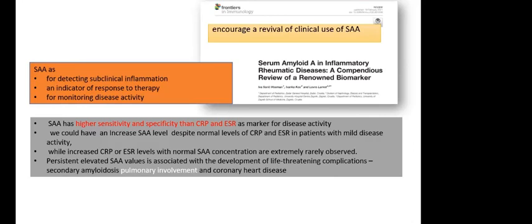Persistently elevated serum amyloid values are associated with development of life-threatening complications like secondary amyloidosis, pulmonary involvement, and coronary heart disease.